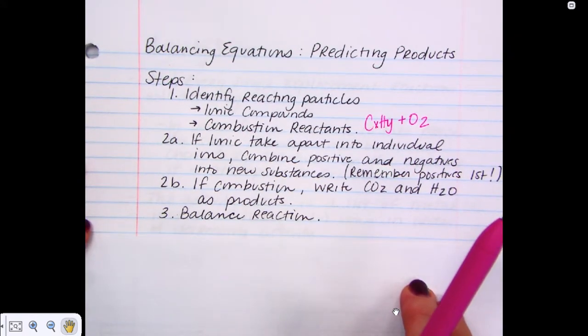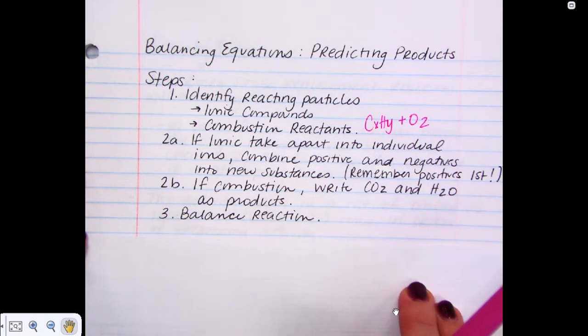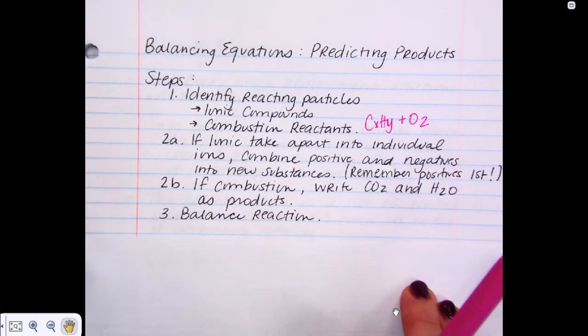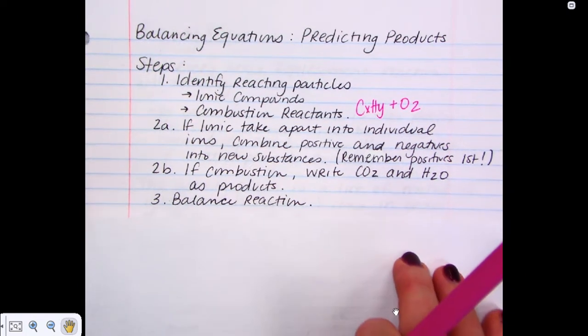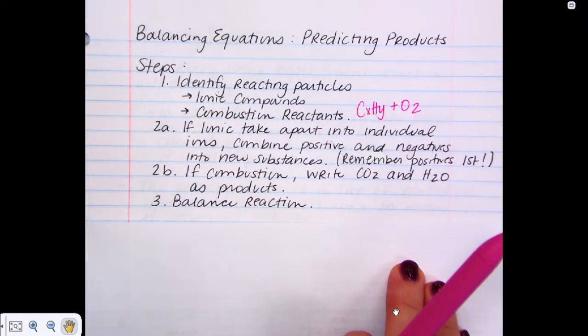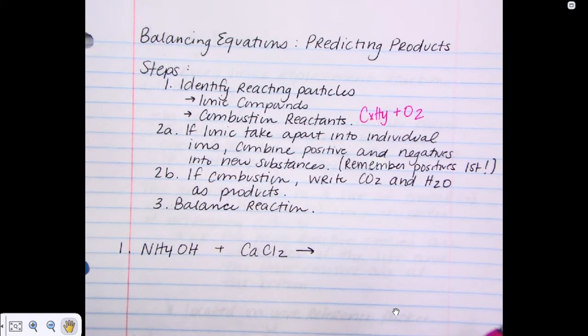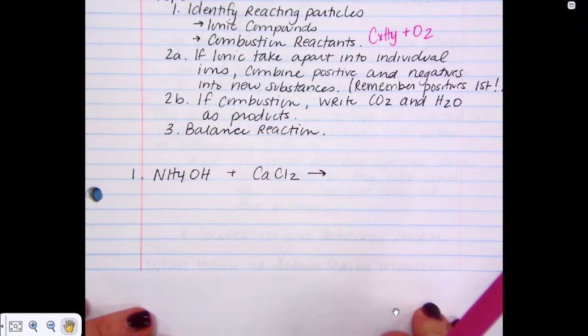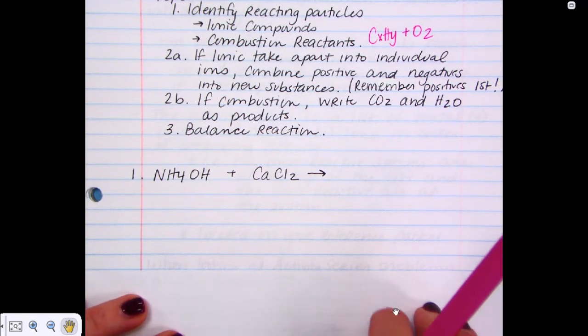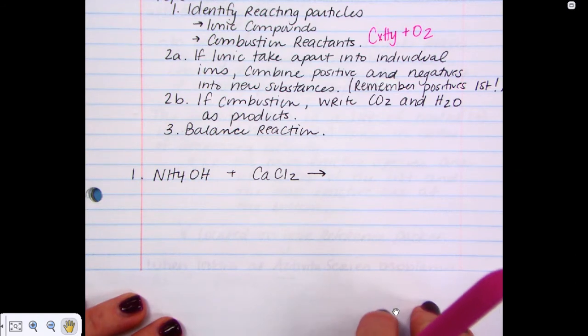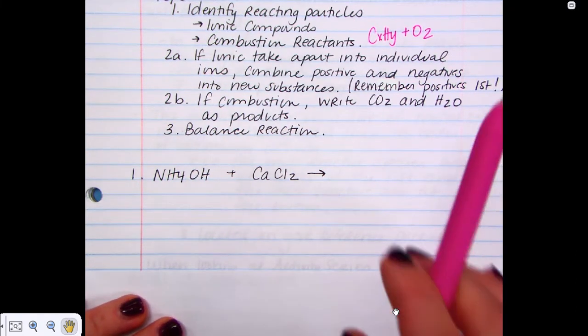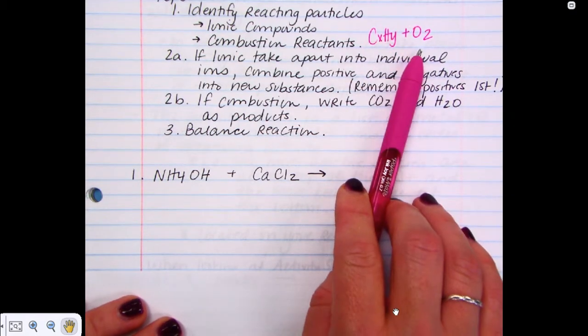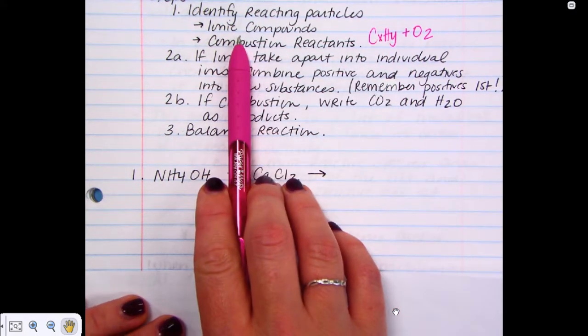All right, so we're going to go through 3 examples. It's not everything that you'd possibly see, but it's enough that you can use the skills I'm going to show you to figure out any sort of predicting products problem. Okay, here's our first one: NH4OH plus CaCl2. So what is this? Is this ionic compounds or combustion? Well, I don't see any carbon, hydrogen, and oxygen pattern, so I'm assuming we're dealing with ionic compounds.